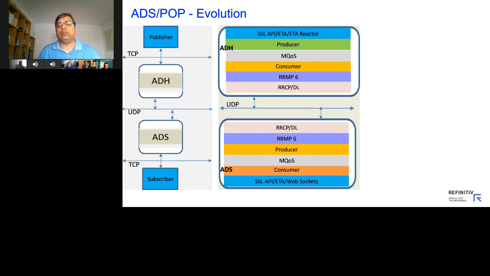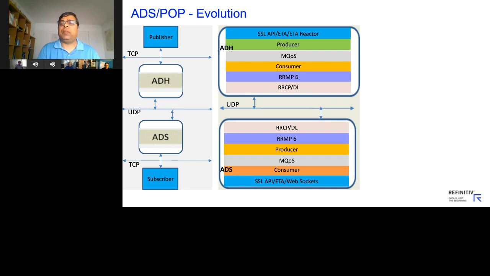This example shows RRCP daemonless. That's a library that is built into the ADH. And that's a high-level view of the stack of layers of the ADH. If you look at the ADS, it's largely a flip of that. At the top, we have the RRCP daemonless and RRMP6 producer and consumer, and again MQoS is sandwiched in between in case we choose to deploy MQoS functionality within the ADS. And at the very bottom, we have the SSL API, ETA, and WebSockets to support applications.